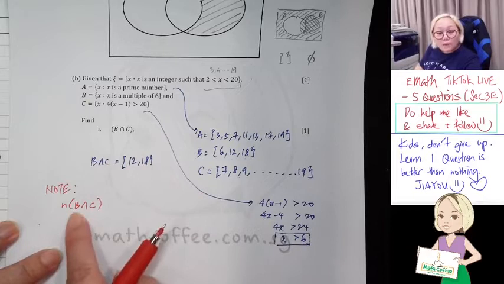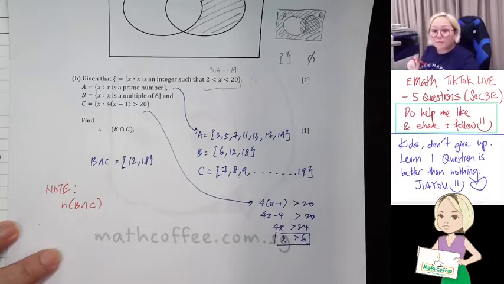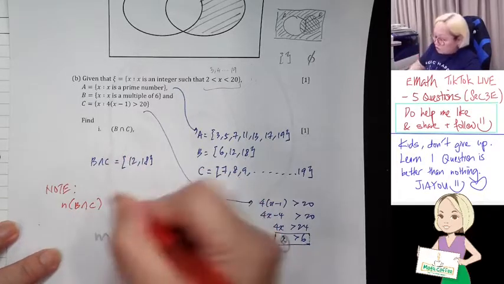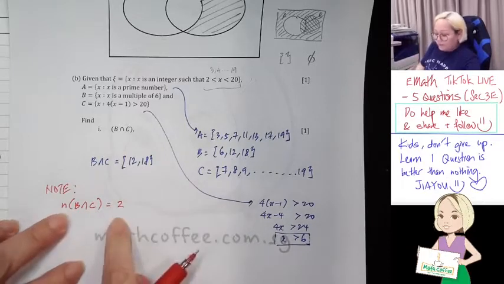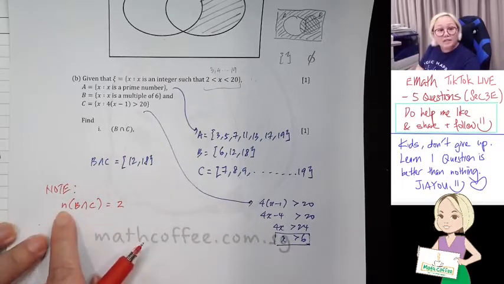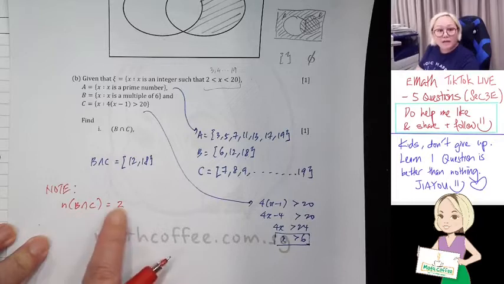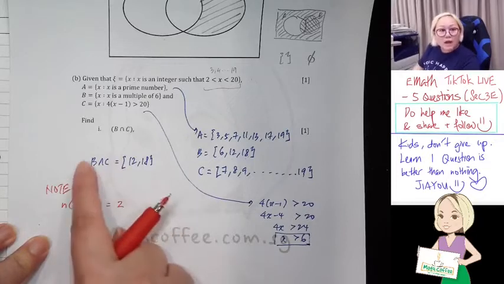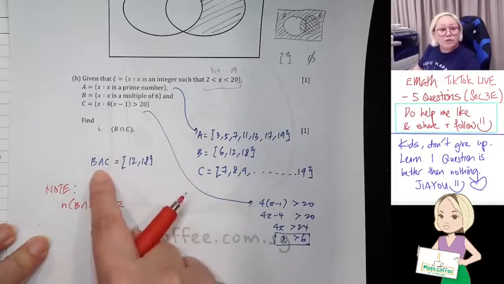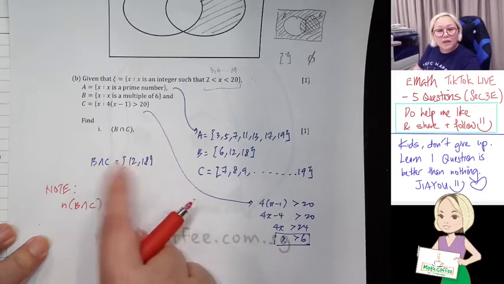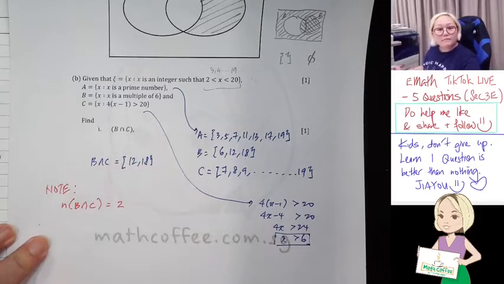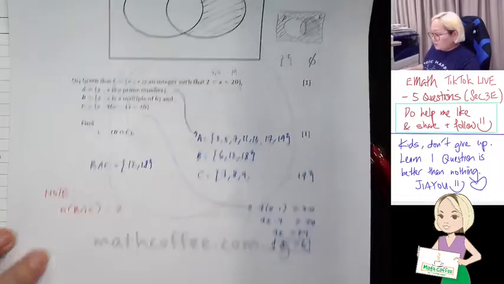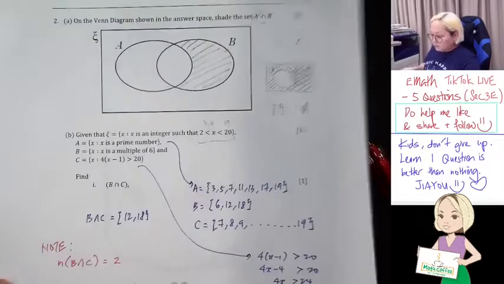So 12 and 18. This n represents 2, the number of elements. So you will state 2. Remember, if you see an n, it means they want to know the number of elements. If there is no n in front, you just need to state the set, the elements inside the set. Okay, next. We are not done yet.